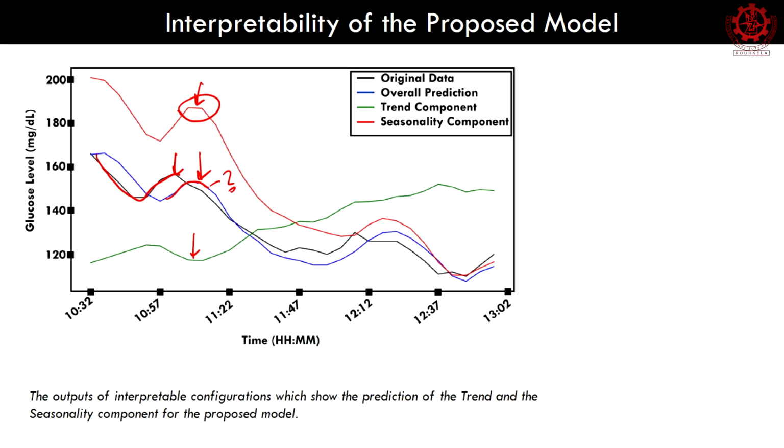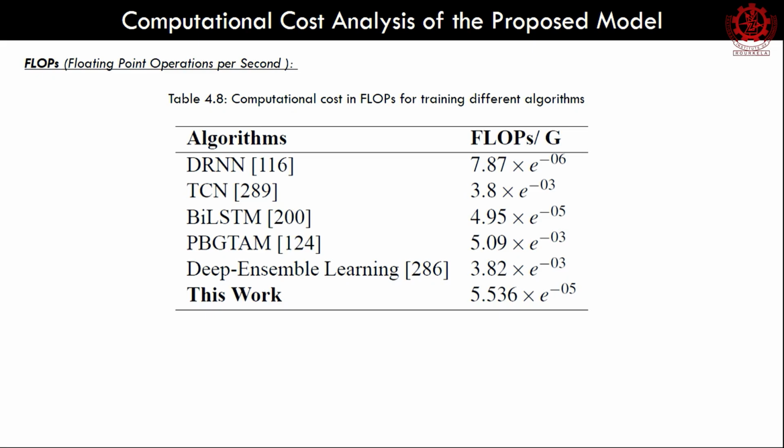In this way we can also do the computational cost analysis of the model. When we talk about computational cost analysis, we look into the floating point operations per second. Here we have looked at different algorithms, and the algorithm that I just showed you, which is based on the multi-head attention layer, has around 5.536 into 10 to the power minus 5 flops. This is an acceptable amount of flops.